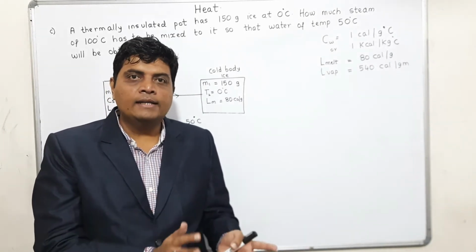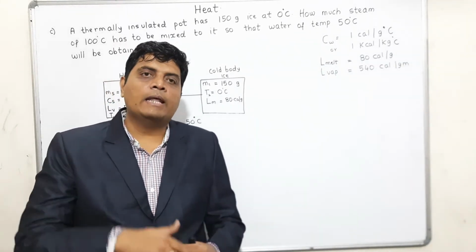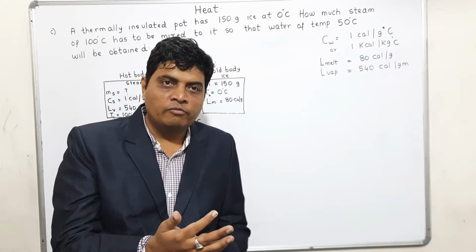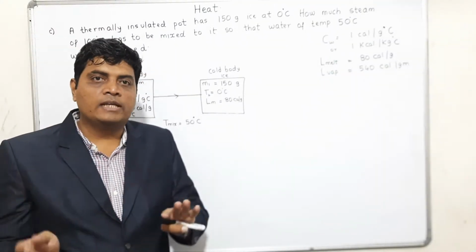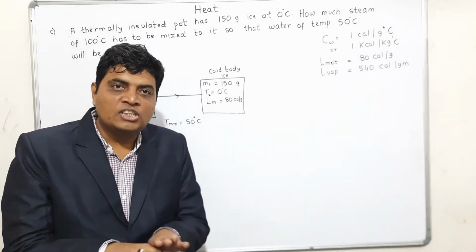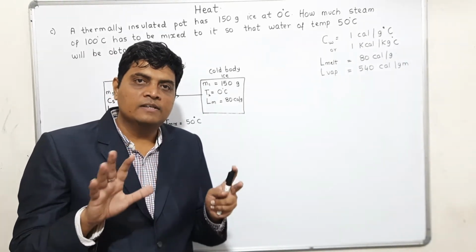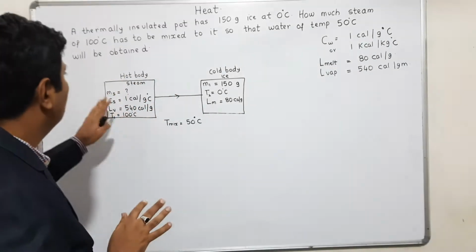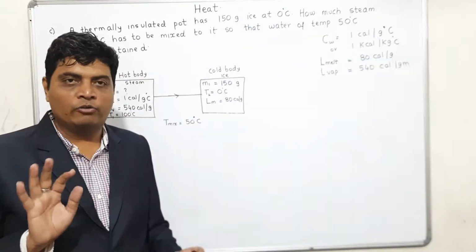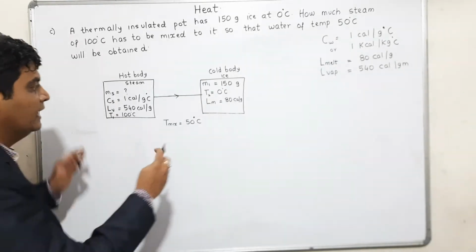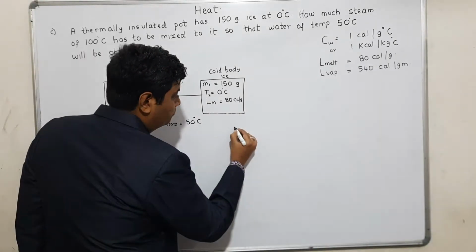So first it will melt, get converted into water, then the temperature will rise till what? We have to check till 50 degrees Celsius. The mixture temperature of steam and ice should become 50 degrees Celsius. So how much steam should be mixed with 150 gram of ice is what we have to find out. Now what will happen? Basically let us understand the question.